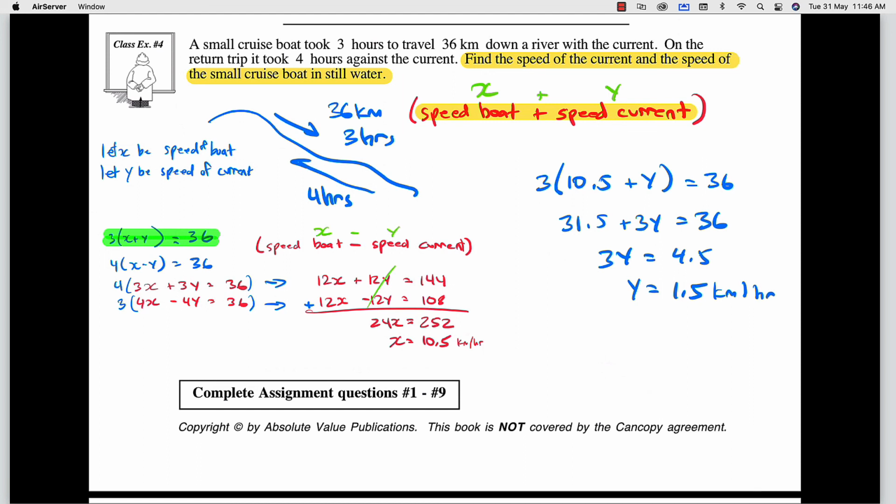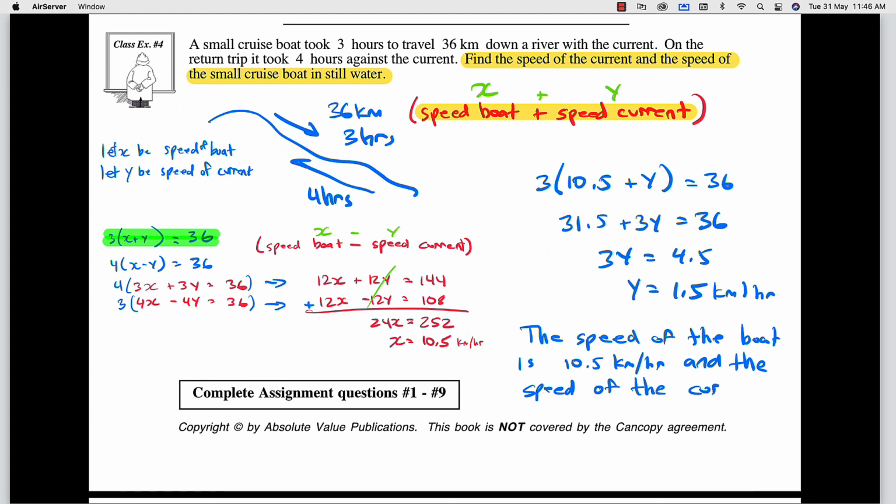And now I just need to write my final answer. So what is it? The speed of the boat. The speed of the boat is x. So the speed of the boat is 10.5 kilometers per hour, and the speed of the current is 1.5 kilometers per hour. We be done.